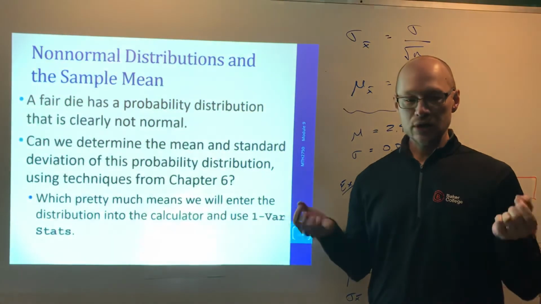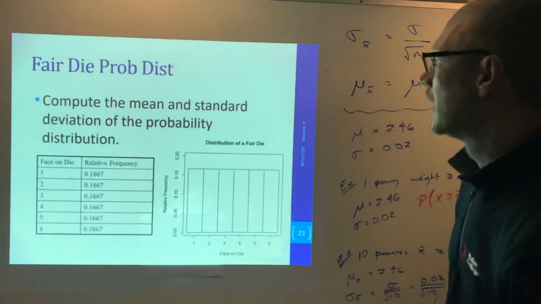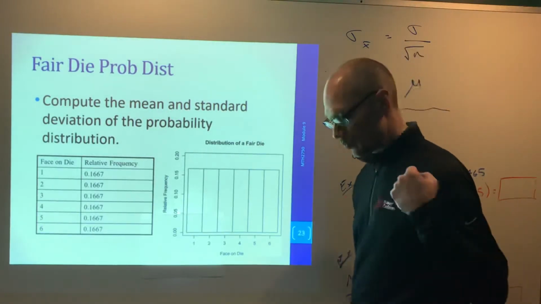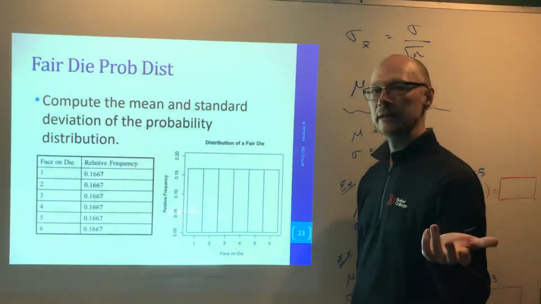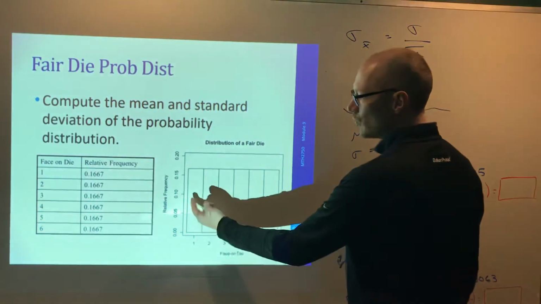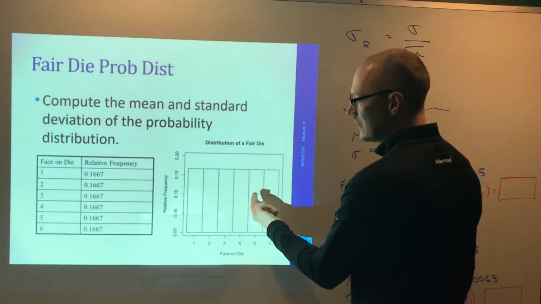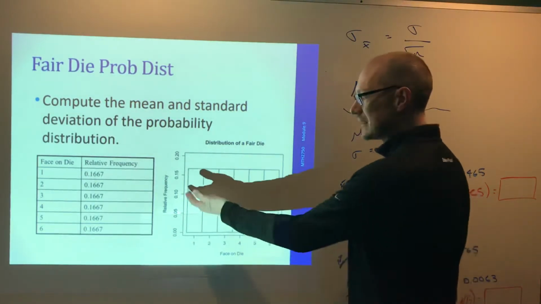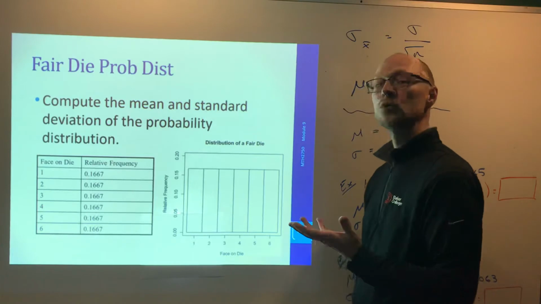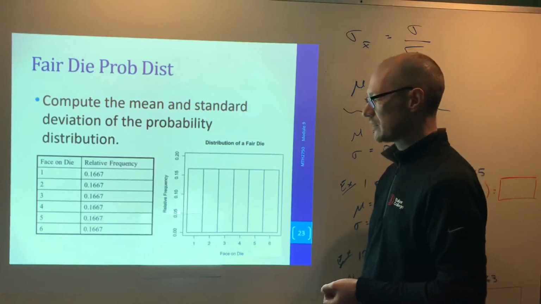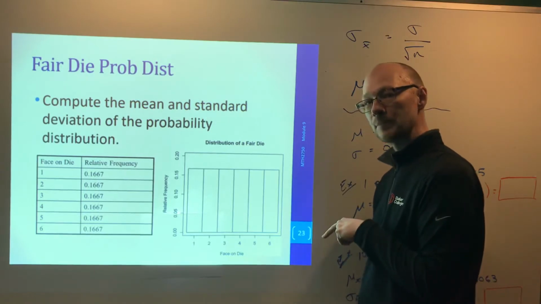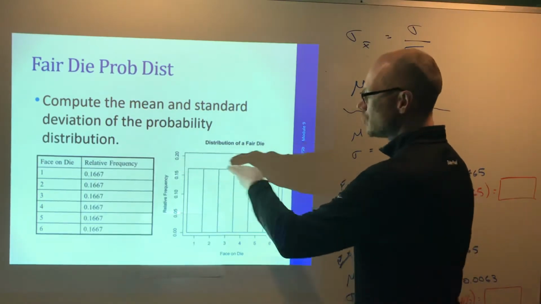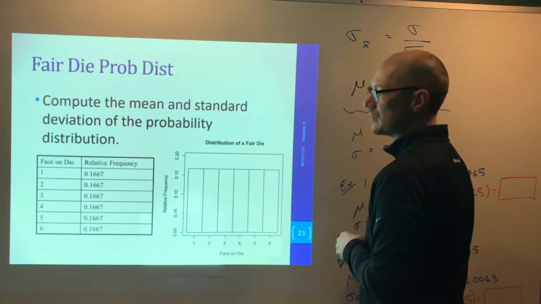So if I were to roll this die 6,000 times, would we expect to get roughly 1,000 of each of these? Yeah, not exactly 1,000 of each of these, but roughly 1,000 of each of these. Does this look more normal or does this look more uniform? Actually, this is a very great example of a uniform distribution.